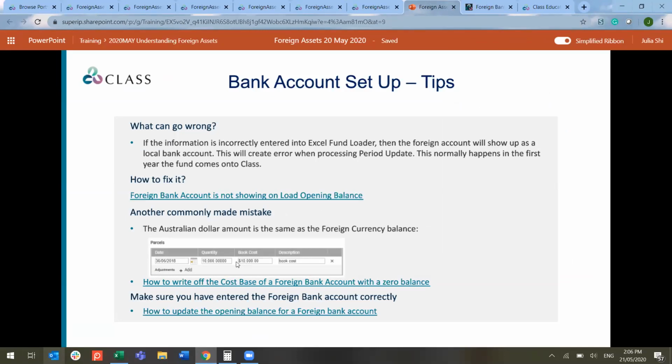So once you enter in here, you normally won't really discover this particular issue until you actually run a lot of PEER updates and probably already closing a couple of financial years. And then when you run the next PEER update, you receive this error message saying there's insufficient holdings for this particular foreign bank account, but it's not reasonable to go all the way back to the beginning, to the load opening balance, and then fix it.